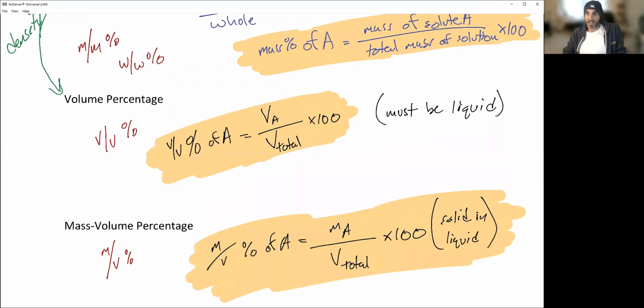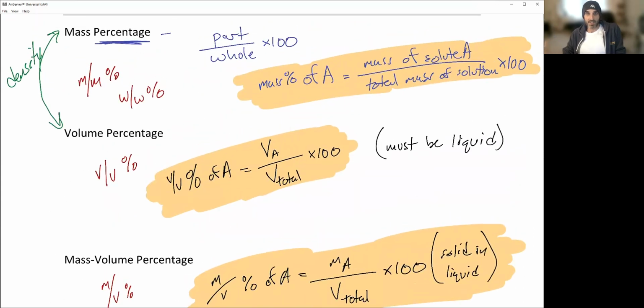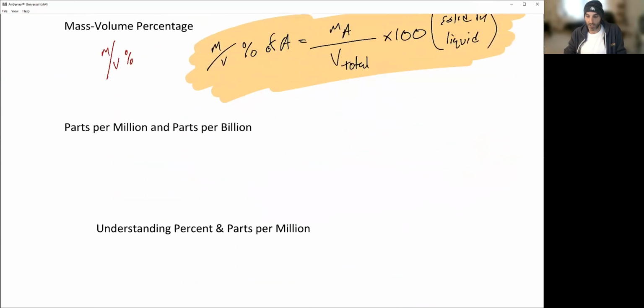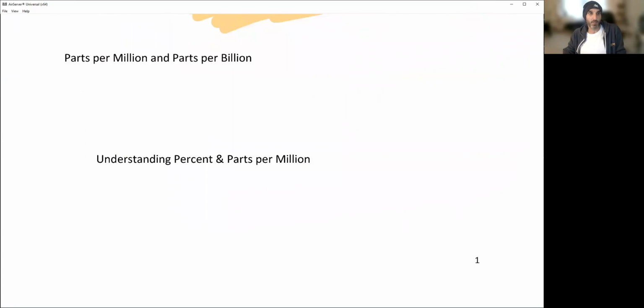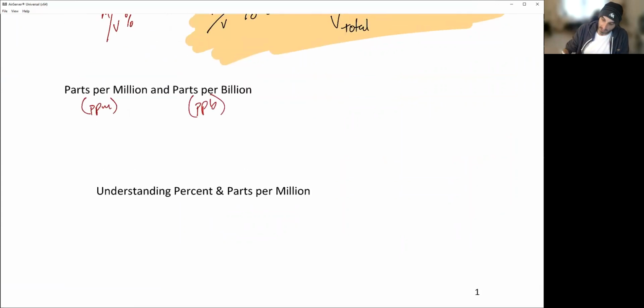Okay, so those are percentages. Percent is out of 100. Then we have the idea of parts per million and parts per billion. We really use the simplified versions of this, ppm or ppb. Those are the two terms we use for parts per million and parts per billion. We're going to look at understanding it in just a second, but let me give you the definition of these. Parts per million.